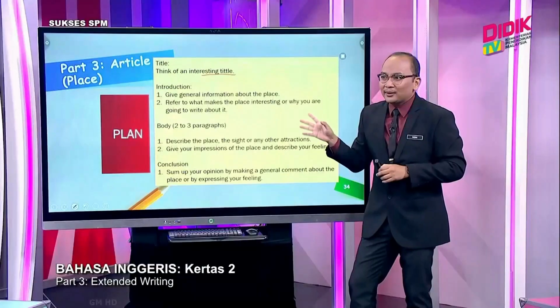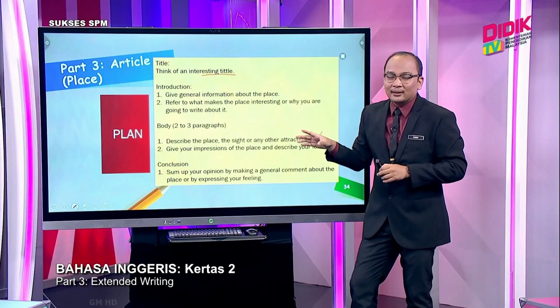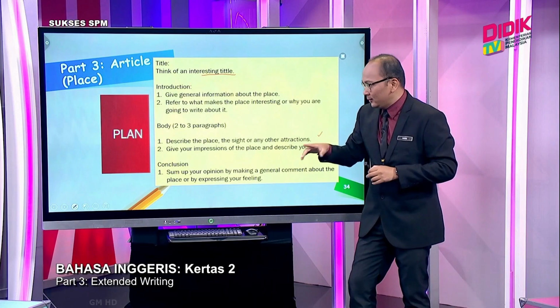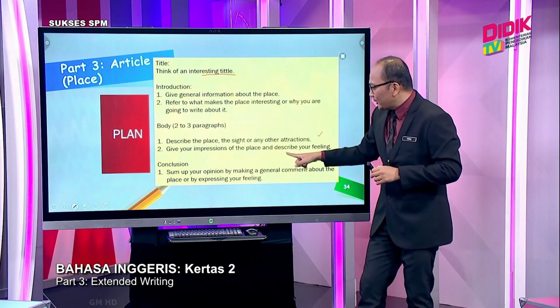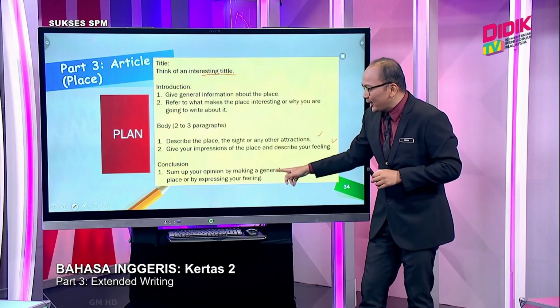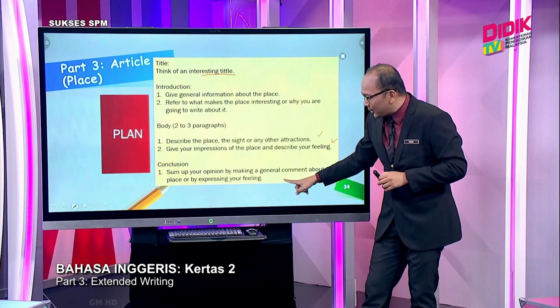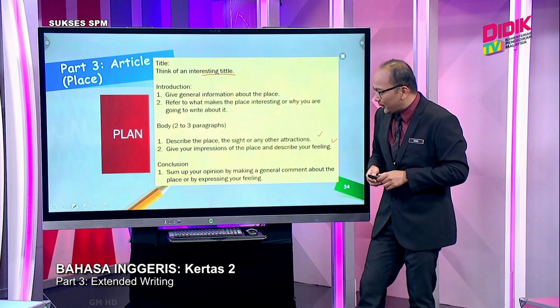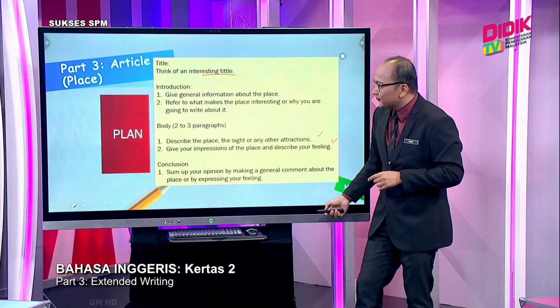And for the body part, describe the place, the site or any other attraction. Don't just write about that one particular place. So what is around that area? Give your impression of the place and describe your feeling. Please include yourself when you are writing about this place. And conclusion, sum up your opinion by making a general comment about the place or by expressing your feeling.